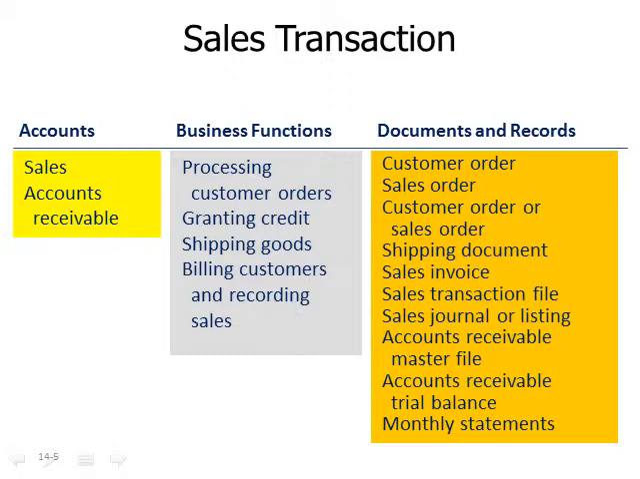And here we see for a sales transaction that the accounts generally involved are the sales account and accounts receivable. The business functions that are usually involved in these transactions are processing of customer orders, granting credit, review of credit worthiness, shipping of goods, and then billing of customers and recording sales. These functions in turn generate documents such as a customer order form, a sales order form, a shipping document, a sales invoice, the accounts receivable master file, which supports the accounts receivable trial balance, and then monthly statements to the client.